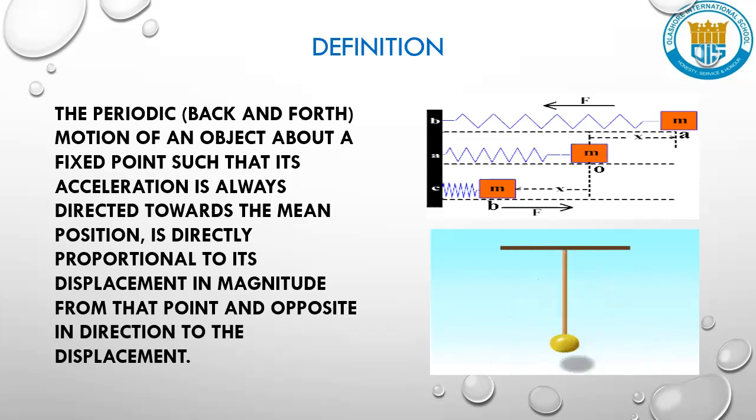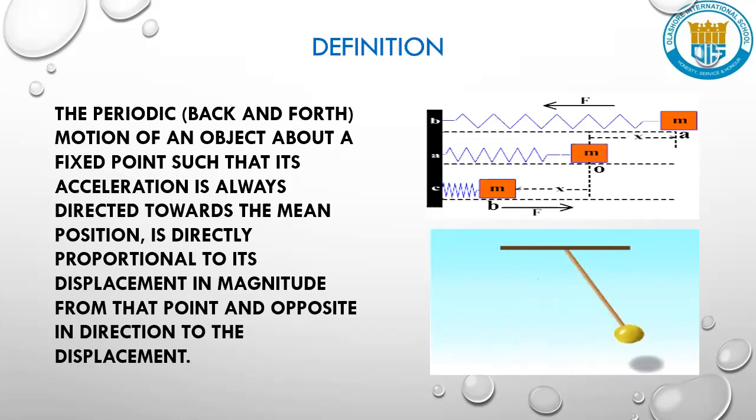So in essence, we are saying that the value you will get for the acceleration will increase as the distance between the mean position or the center of oscillation and where your object is increases. As that distance increases, then your acceleration will also increase. That's why acceleration is always proportional to the displacement of the object from the mean position.